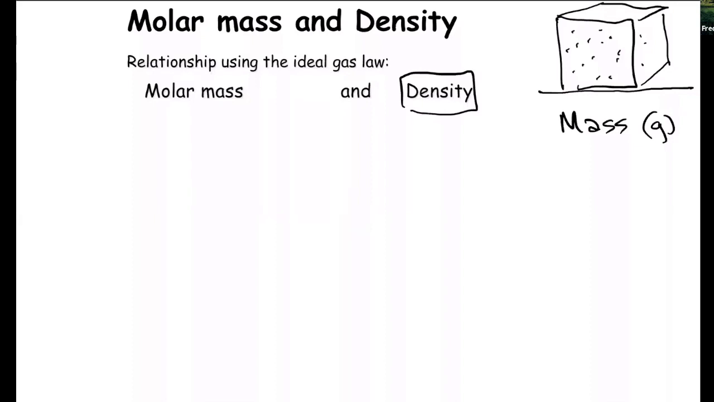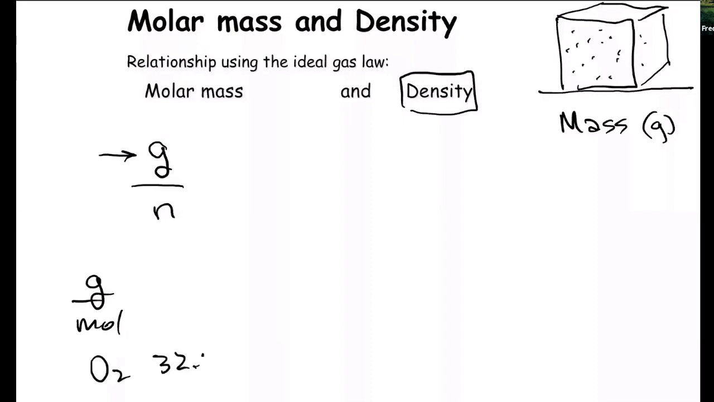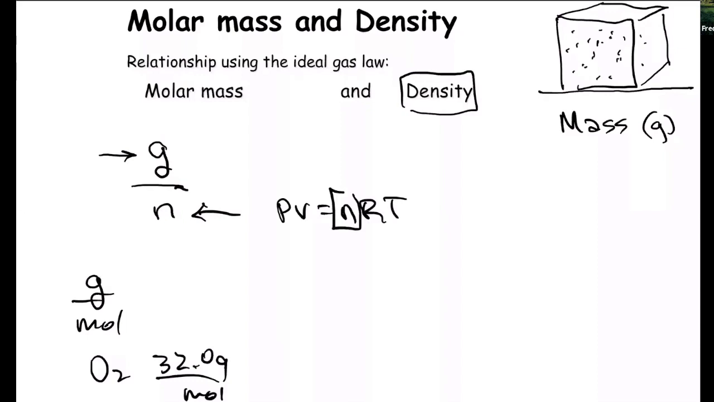If you have the mass of a gas, then all you need to do is calculate the moles, because remember, what is molar mass? Molar mass is grams per mole. Like oxygen, it's 32.0 grams per mole. So let's say we have this unknown gas and we weigh it, and now we're trying to calculate the moles. Well, we can calculate the moles by PV equals nRT. We're going to solve for n here, and so n equals PV over RT.